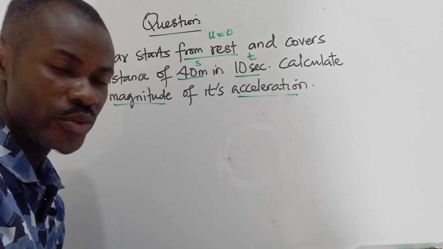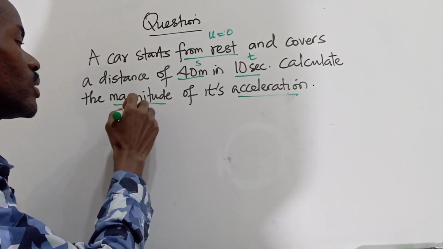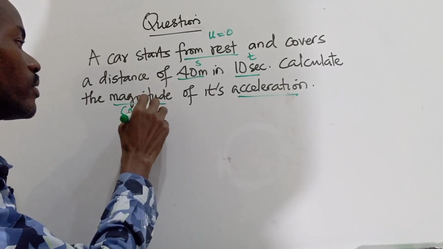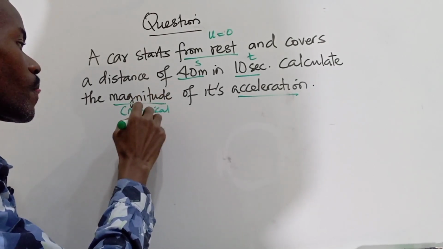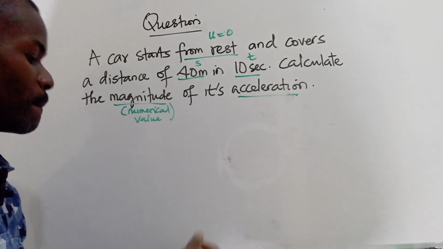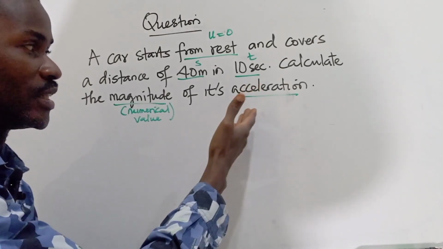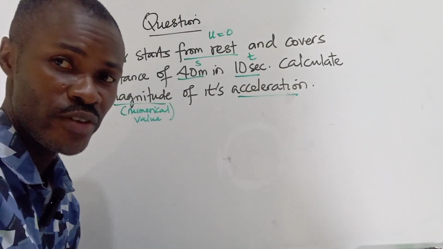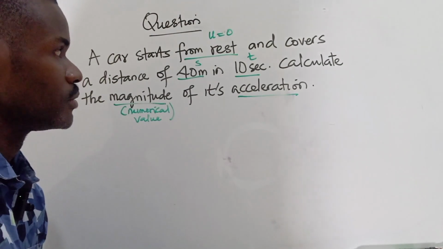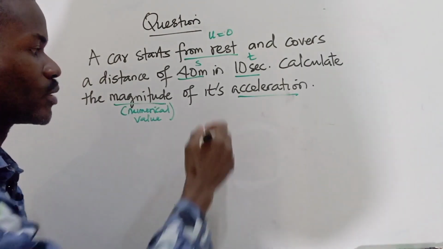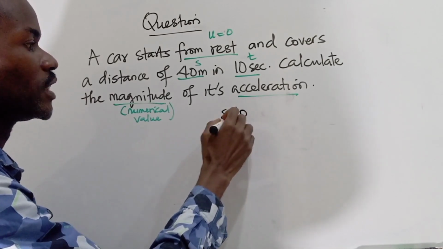Now, what is magnitude here? Magnitude simply means the numeric value. So what it simply means is, let's solve for the numeric value of the acceleration. So let's quickly analyze the question.